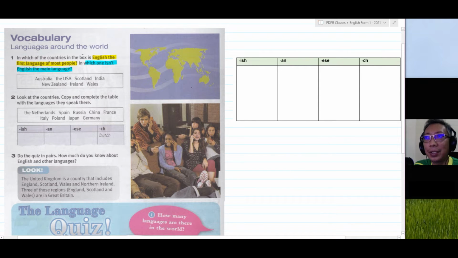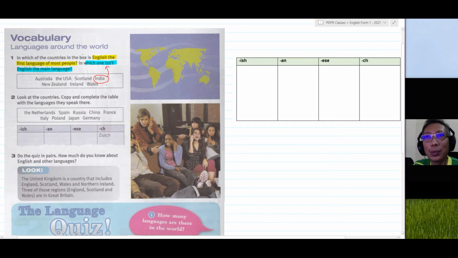Right, after you have done, let's go back to the instruction. English, the first language of most people, and which one isn't the main language? In the list, it is easier for you to identify which one isn't, because there is only one country from the list that doesn't use English as the main language. Which one is it? Yes, very good. India.